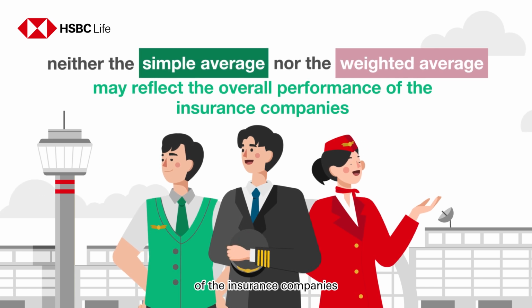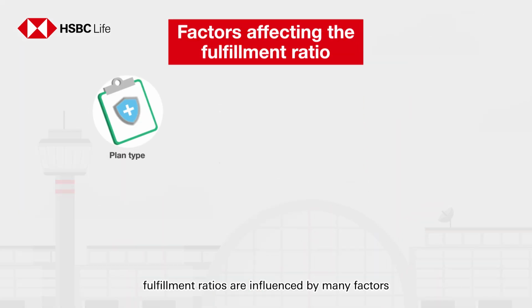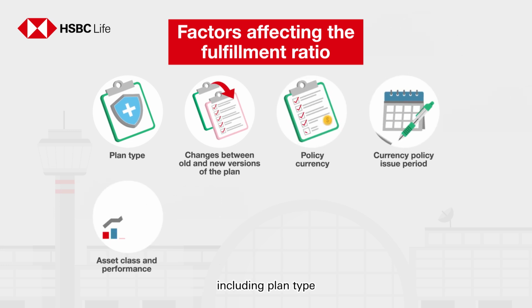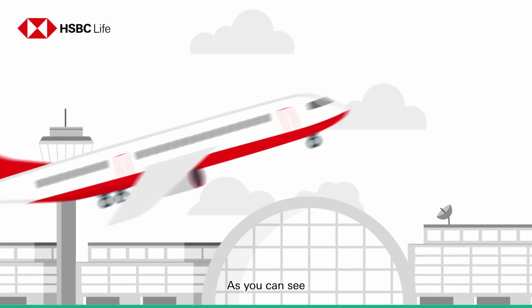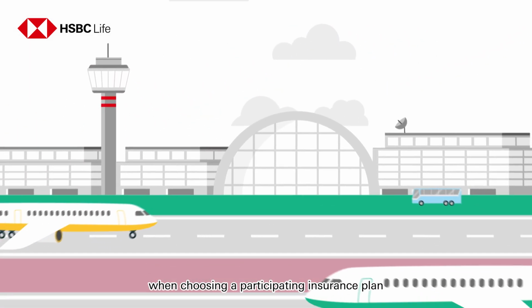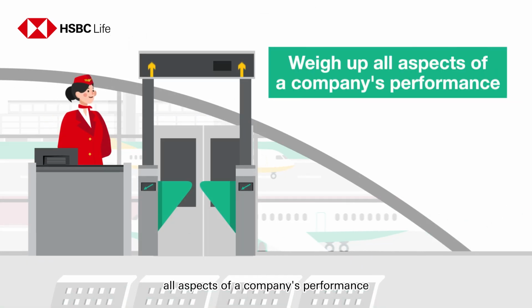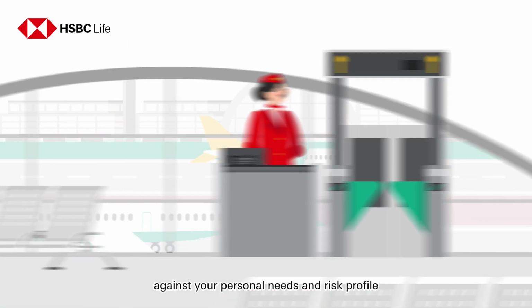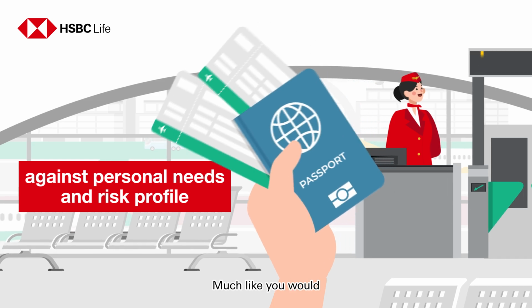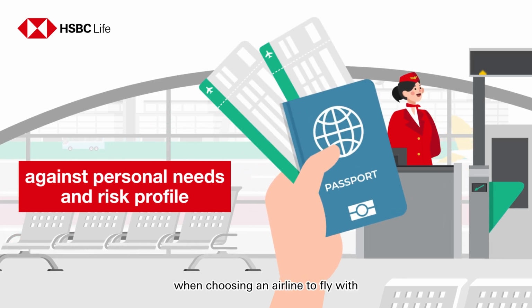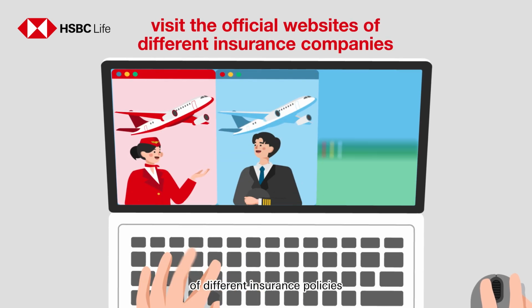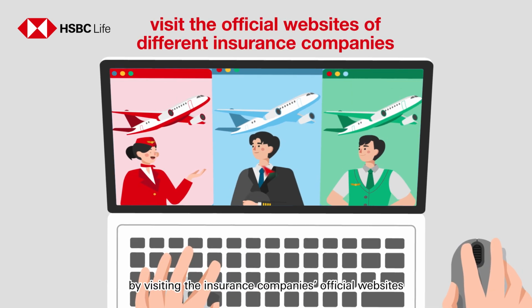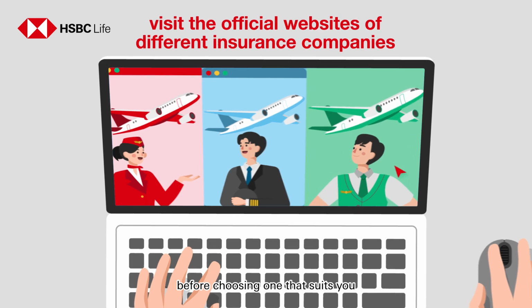the insurance companies. In fact, fulfillment ratios are influenced by many factors, including plan type, policy issue period, policy currency, claim history, etc. As you can see, when choosing a participating insurance plan, it is important to weigh up all aspects of a company's performance against your personal needs and risk profile, much like you would when choosing an airline to fly with. You can compare the actual performance of different insurance policies by visiting the insurance company's official websites before choosing one that suits you.